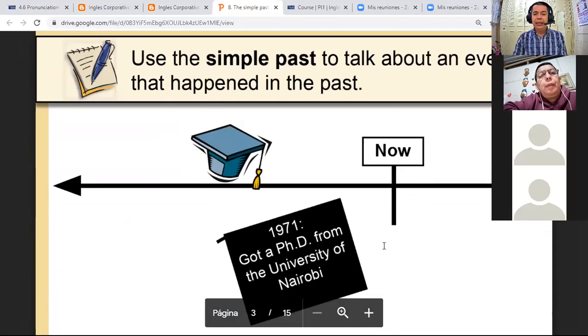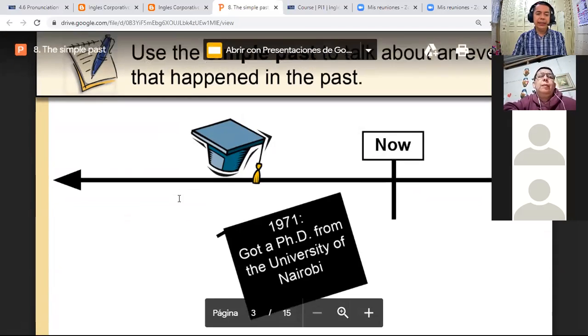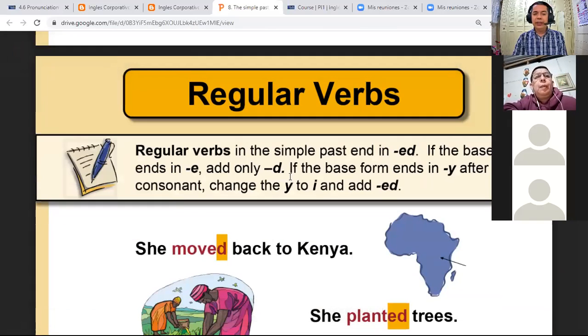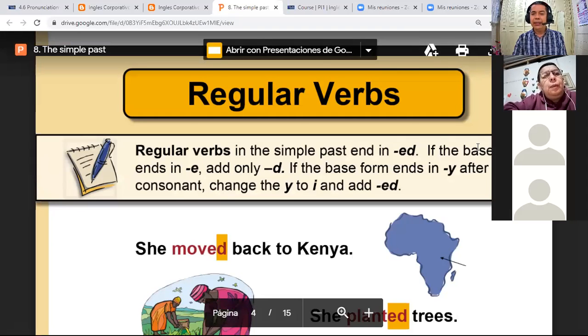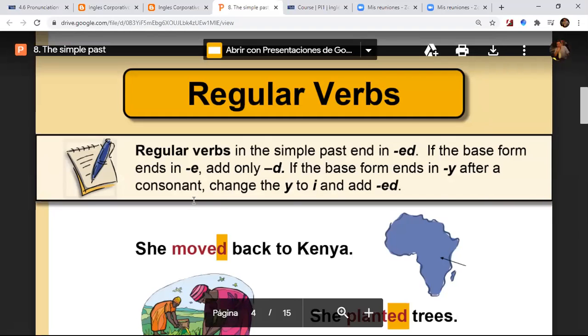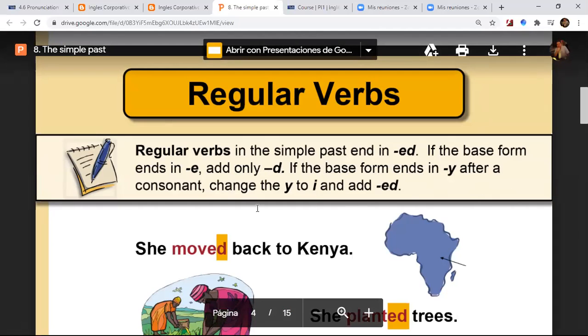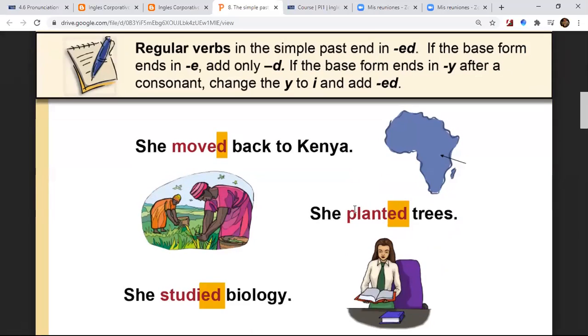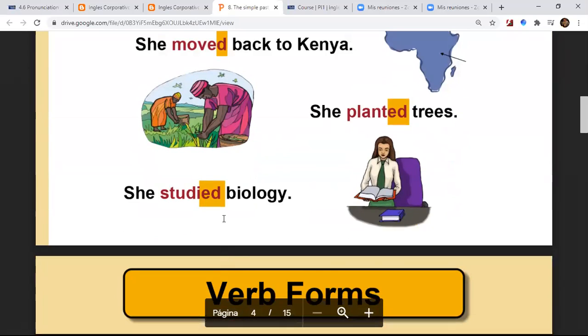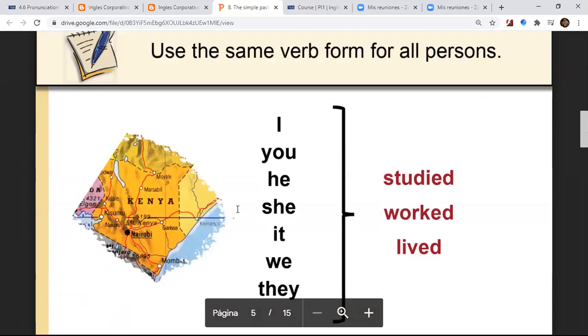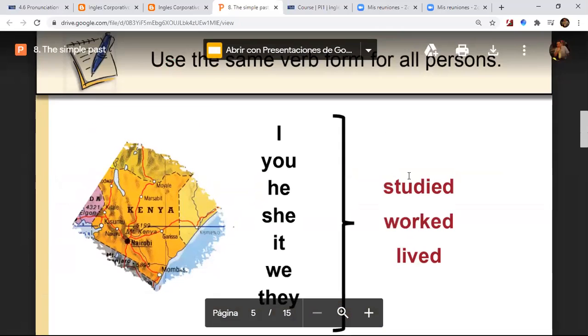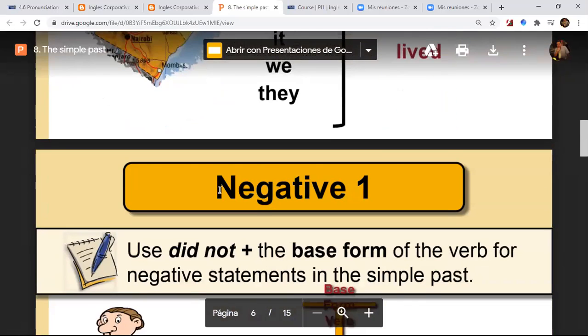Simple past, right? The simple past is from now to the past, right? Regular verbs. Look, regular verbs in the simple past, you add ED. If the verb ends in E, add only the D. If the base form ends in Y after a consonant, change the Y to I and then add ED. She moved back to Kenya. She planted trees. She studied biology. And no change. It says, I study, you study, he studies, etc.